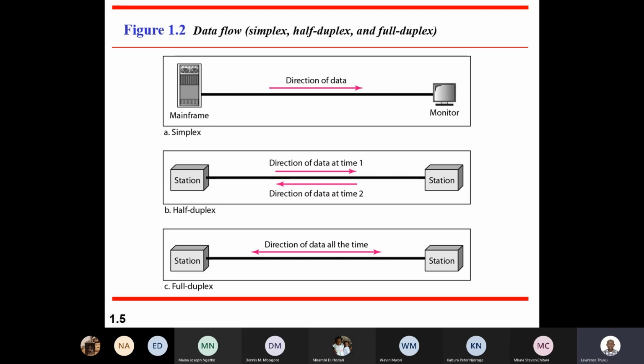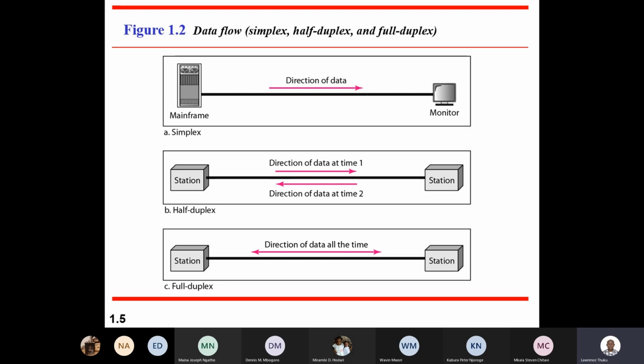But when you look at modern systems nowadays, they are more on a real-time basis as opposed to the half duplex basis. So from this particular point, most of the devices are now based on what you call full duplex. Full duplex means that the direction of data is now on both ends.